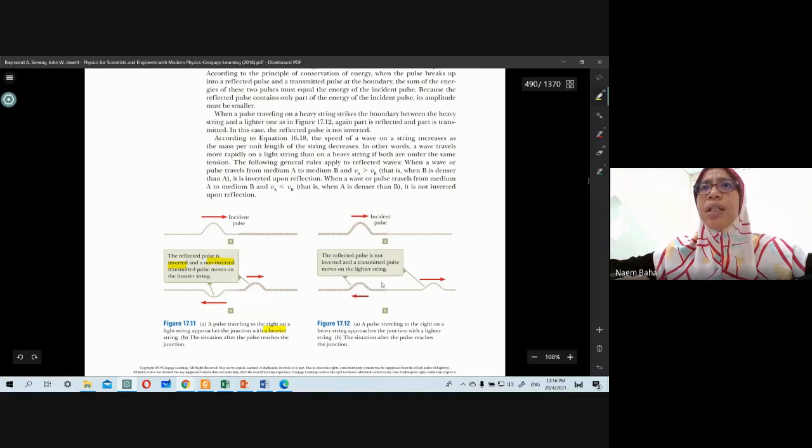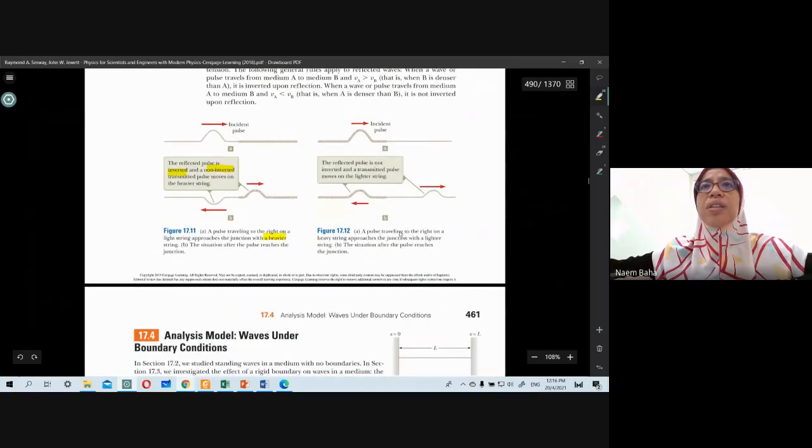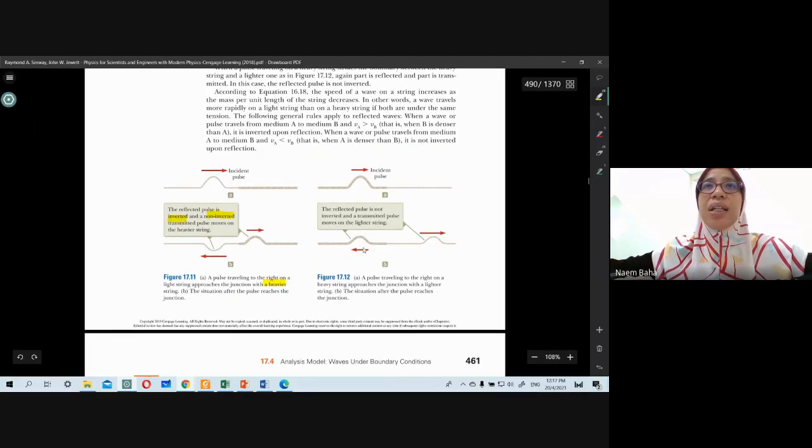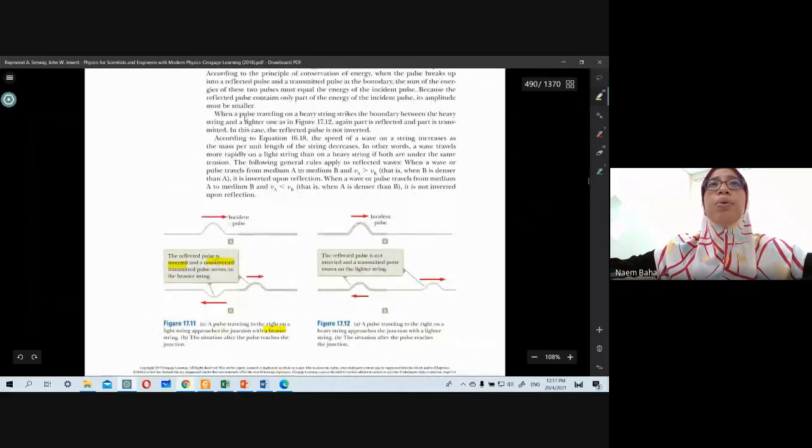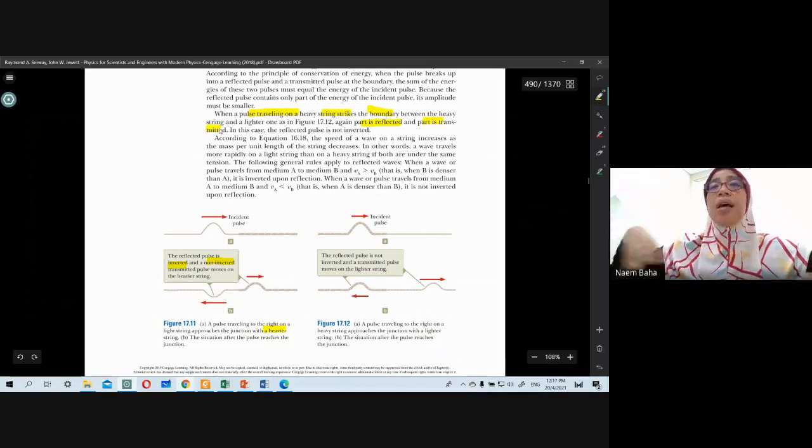This is the case in figure 17.2: a pulse traveling to the right on a heavy spring approaches a junction to a lighter spring, and the situation after it reaches the junction. So you still see that there is reflection. Reflection is still observable. Keyword in the book: when a wave train travels on a heavy spring and strikes the boundary, part of it is reflected and part is transmitted. Transmitted means it travels onwards.